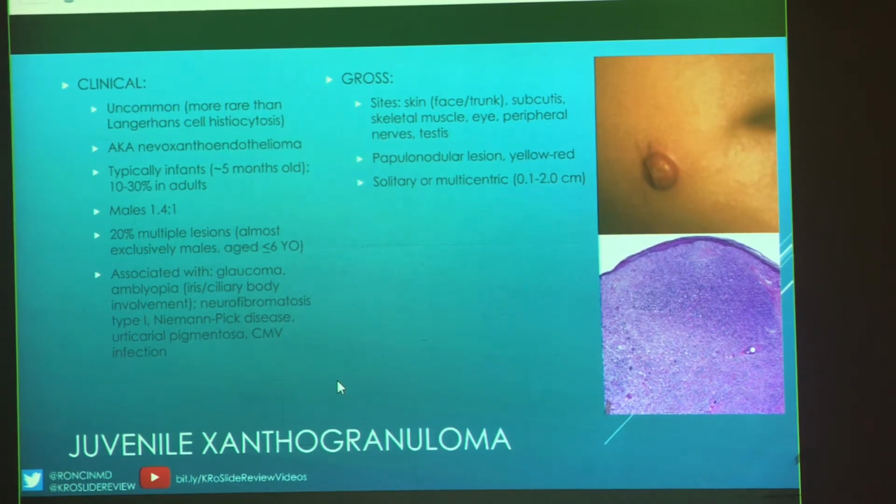These are papulonodular lesions that are yellow-red in color, and they are either solitary or multicentric. Again, 1/5 of those cases are going to be multicentric, and there's a fairly good range in size of these lesions, up to 2 centimeters.